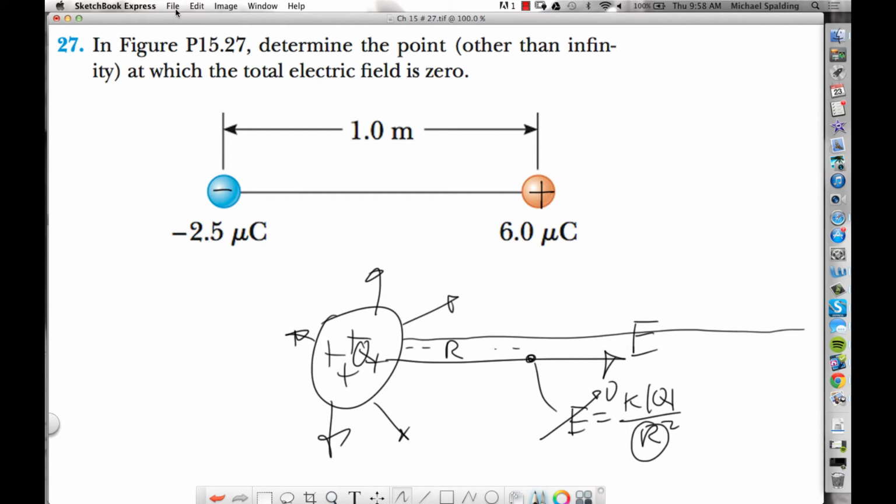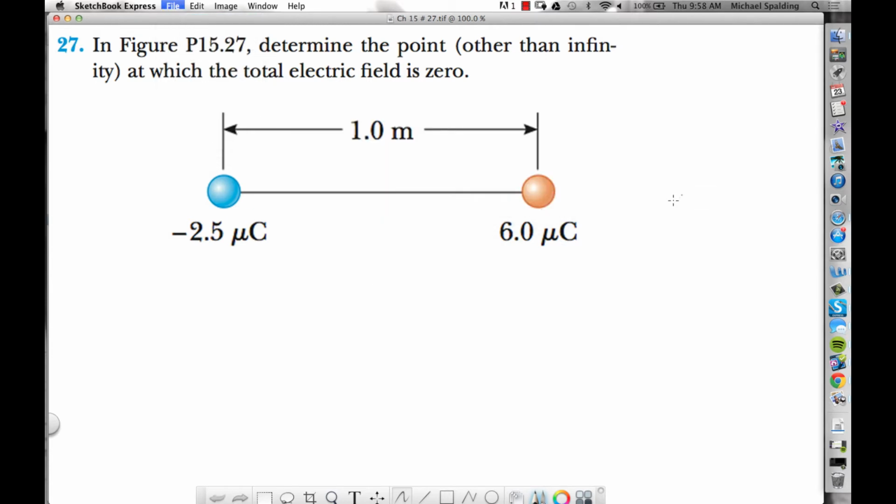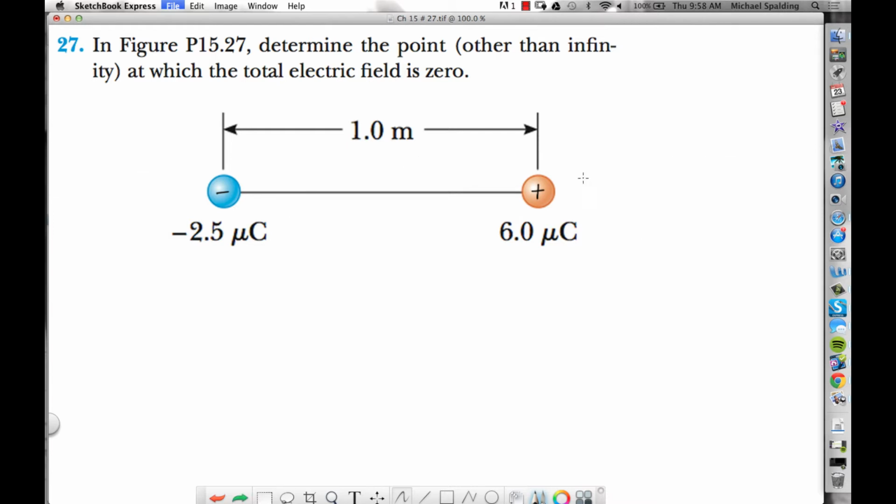So how do we solve for the point where the total electric field is 0? Well, here's what you do. You first have to identify: is it going to be here, here, or here? I know we already did this, but not recorded, so I'm going to explain it again. To help explain, let me grab this charge and make him big, because he's bigger. He's a big charge.